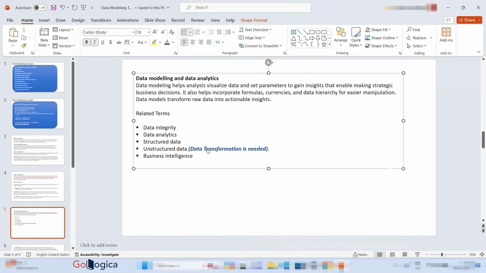Suppose you have created a model today, and later sometime you're going to change it. You can also see the differences and what changes we have made by tomorrow. So these are the terms: data integrity, data analytics, structured data transformations, business intelligence, that is also known as the BI part, is related to our data modeling.